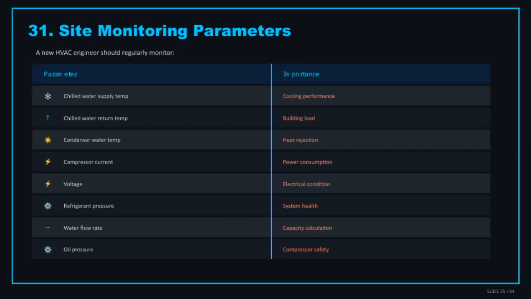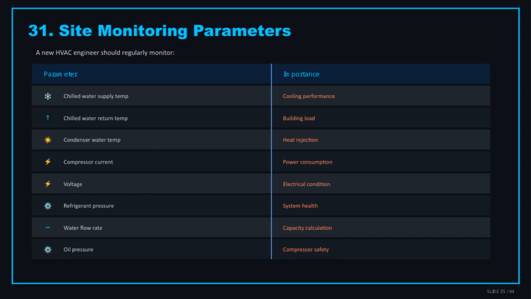When it comes to keeping a compressor running safely and efficiently, there are several key parameters we need to monitor regularly. Oil pressure and refrigerant pressure tell us about the system's health. Electrical conditions like voltage and compressor current reveal how power is being used. Then, there's heat rejection, which we track through condenser water temperature. Finally, building load and chilled water temperatures help us understand cooling performance. For a new HVAC engineer, keeping an eye on these site monitoring parameters is essential to prevent issues and maintain smooth operation.